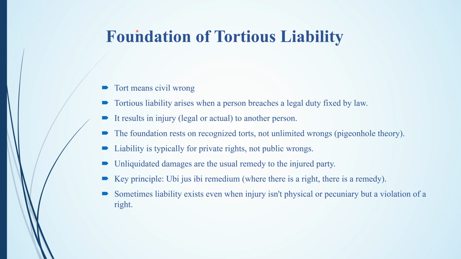Okay. Liability is typically of private right and not public wrong. What it means is liability is typically for private right and not for public wrong, which means it usually protects individual or private interest rather than public or governmental concerns. Next is unlimited damages are usually the remedy to the injured party, which means that the damage amount is not predetermined and it will only be decided by the courts.